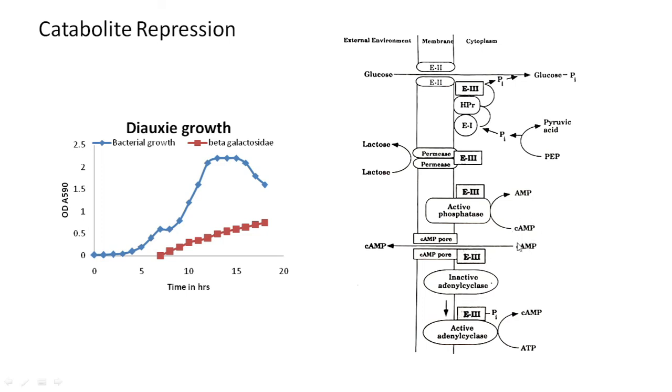A certain amount of cAMP is expelled out via cAMP pores, and the enzyme responsible for the conversion of ATP to cAMP, the adenylyl cyclase, is inactivated by dephosphorylation of E3. So these are the mechanisms. These three mechanisms decrease the concentration of cAMP, and the other mechanism does not allow lactose to enter into the cell. So there is no question of lactose metabolism. This is how the cAMP level is down, the CAP-cAMP complex is not formed, and catabolite repression occurs.